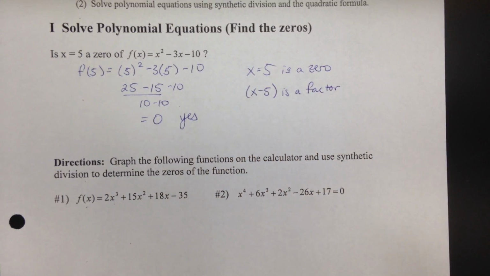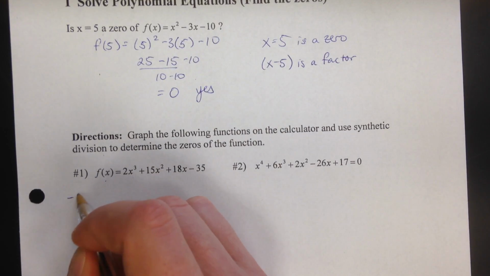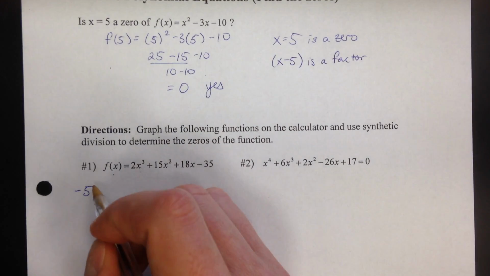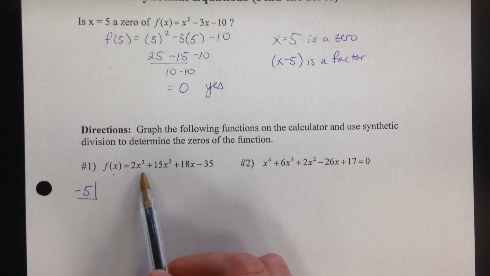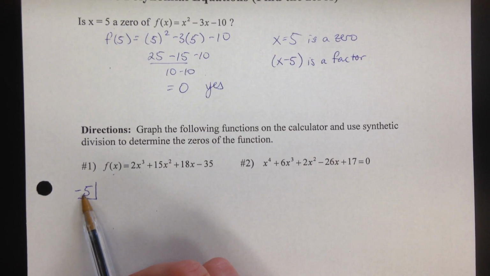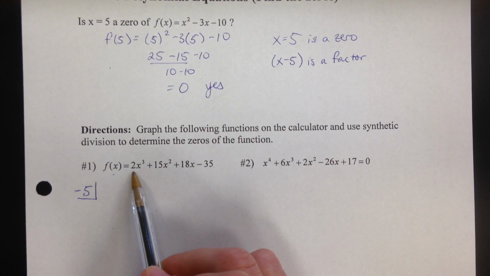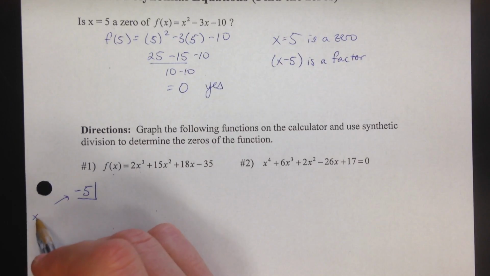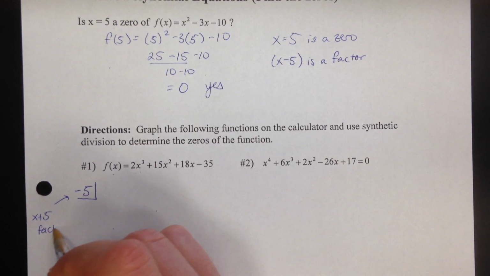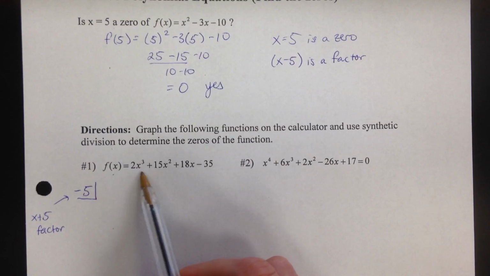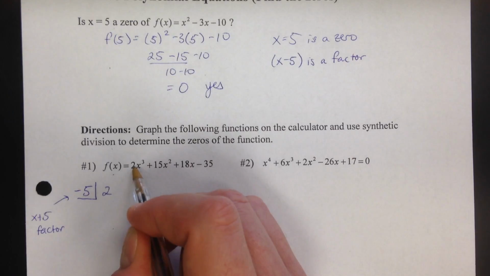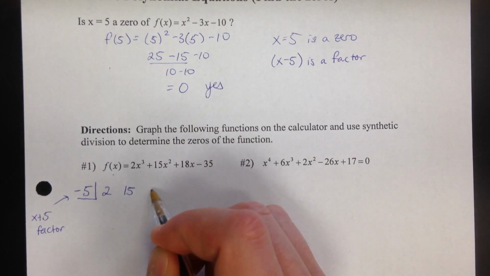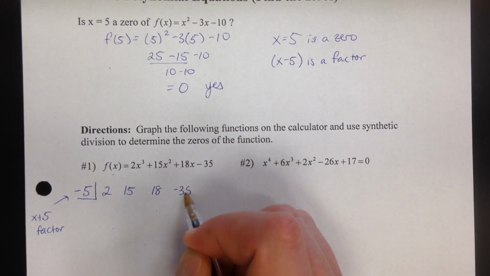So what we're going to do here, since I know that negative 5 is already one answer, I am going to use synthetic division to try to break down this cubic equation. Because one thing that we know is that if negative 5 is a 0, then that means that x plus 5 is a factor. And if that's a factor, it should be able to divide into this evenly. So I'm going to write down the coefficients, 2x cubed, 15x squared, 18x, minus 35.